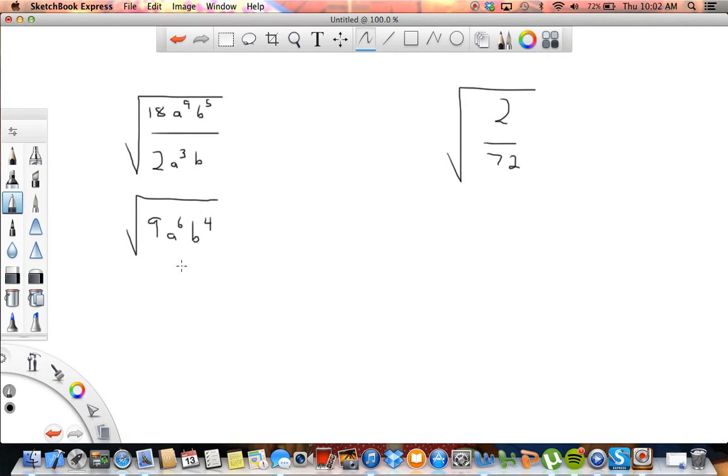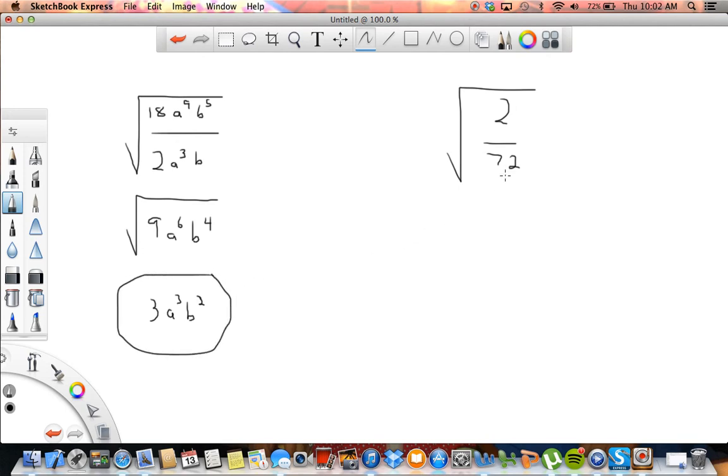All we have to do is take the square root of these numbers. The square root of 9 gives me 3. For the square root of a to the sixth, remember, divide the exponent by 2, so that's going to give me a to the third. And the square root of b to the fourth, divide that number by 2, that's going to give me b squared. So that's all we have there. That is our final answer on number 10.